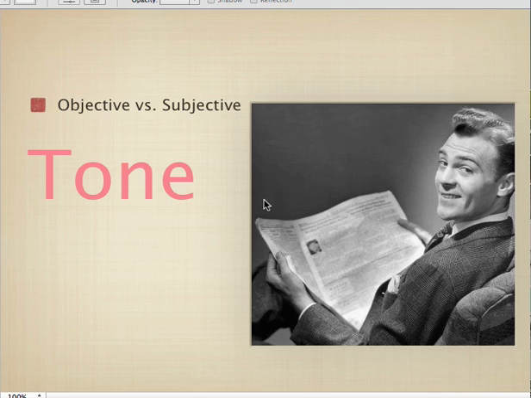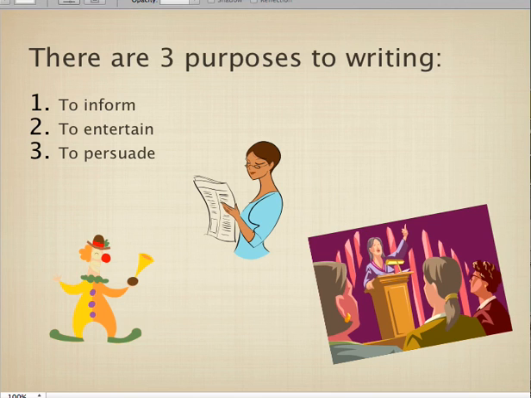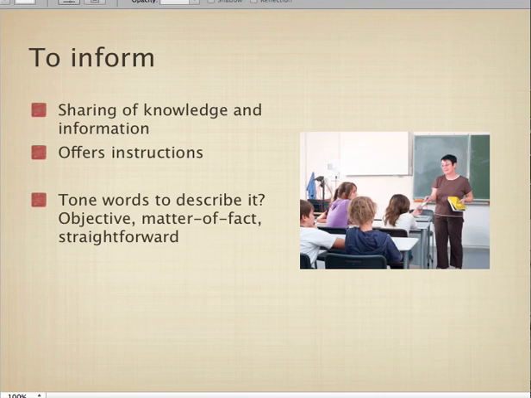Today we're looking at objective and subjective tone, but to do that, we need to understand what types of writing there are. There are three purposes to writing: to inform, to entertain, and to persuade. Informational texts are sharing knowledge or instructions. They're described as objective, matter-of-fact, straightforward. You could open a manual on how to work on your car, look at a cookbook, or get assignment instructions from your teacher.